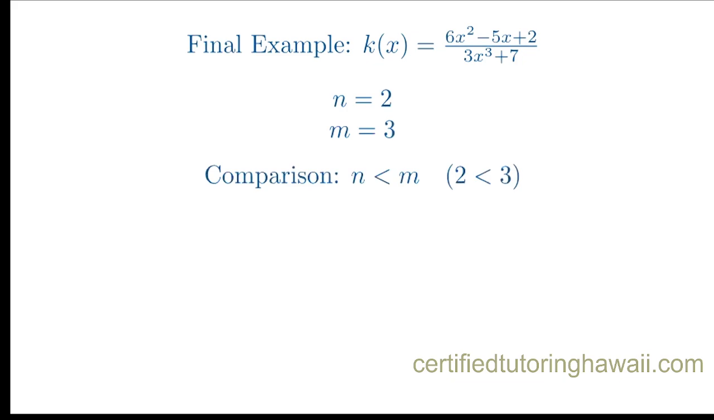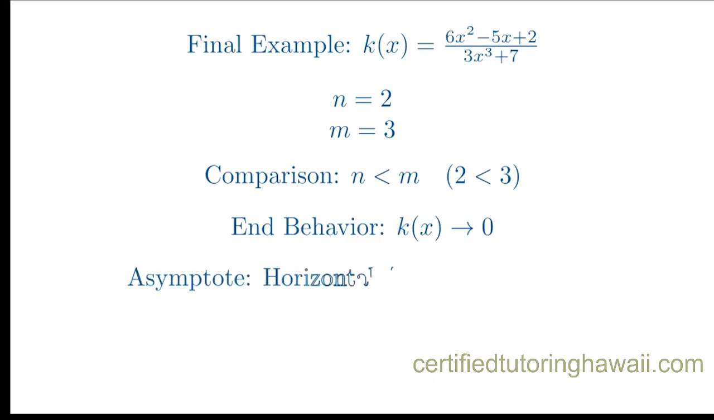In this case, n is less than m. Looking at our summary table, this falls into the third category. When the denominator's degree is larger, the function's value gets closer and closer to 0 as x gets very large or very small. Therefore, the end behavior is that k of x approaches 0. This corresponds to a horizontal asymptote at the line y equals 0, which is just the x-axis.